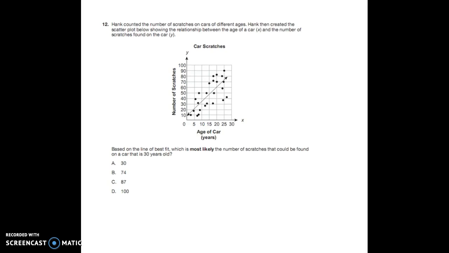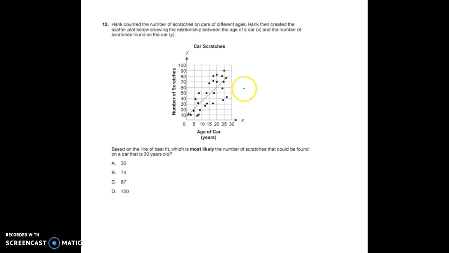This is the last one in this set. So Hank counted the number of scratches on cars of different ages. Hank then created the scatter plot below, showing the relationship between the age of the car and the number of scratches found in each car. So number of scratches is your Y, age of the car in years is your X value. Based on the line of best fit, which most likely is the number of scratches that could be found on a car that is 30 years old.